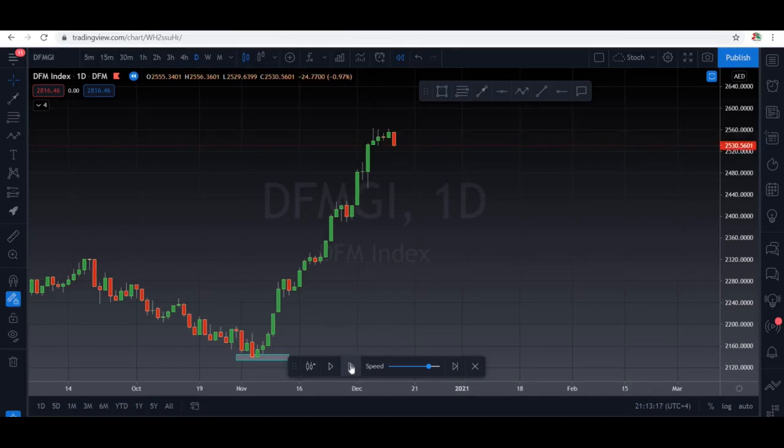Did it clear the previous candle? No, it did not clear the previous candle's high, meaning there is some problem in this area. There are plenty of sellers sitting here. So let's play and see what happens.